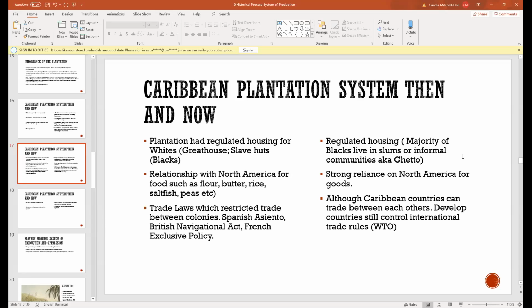Another thing when it comes to the plantation then and now that is very much reflected in today's society is a strong reliance on North America for goods. Our taste buds are very North American. So you go to Price Mart and you're going to see True Juice versus Florida orange juice. And most of you are going to take the Florida orange juice instead of the True Juice. That's just the fact.